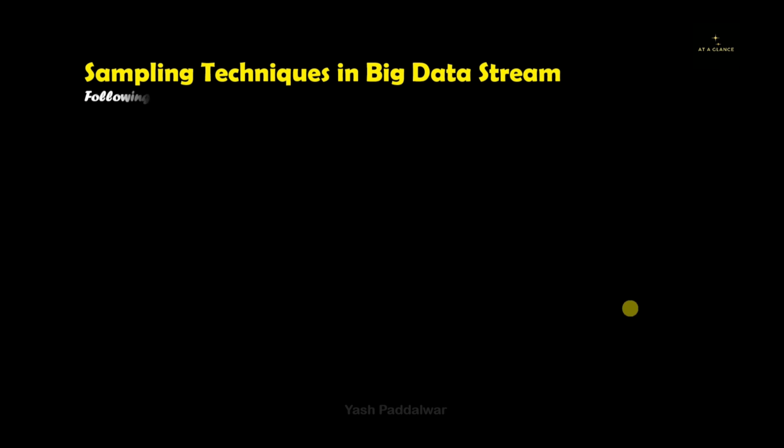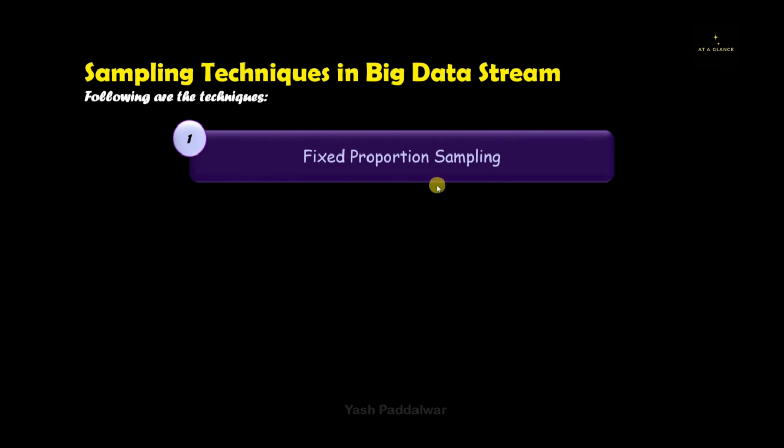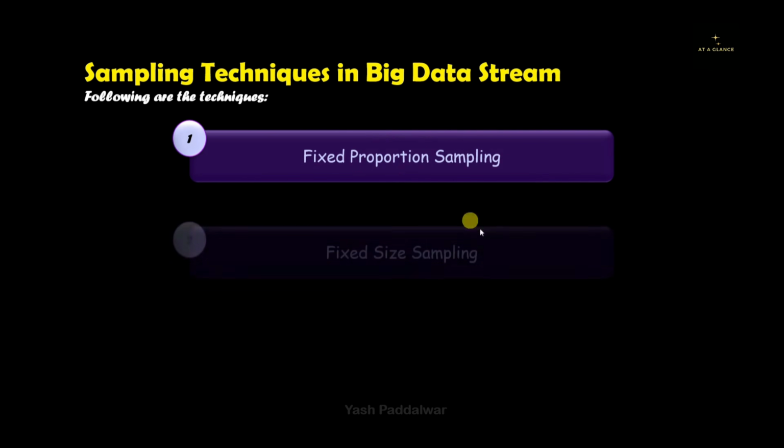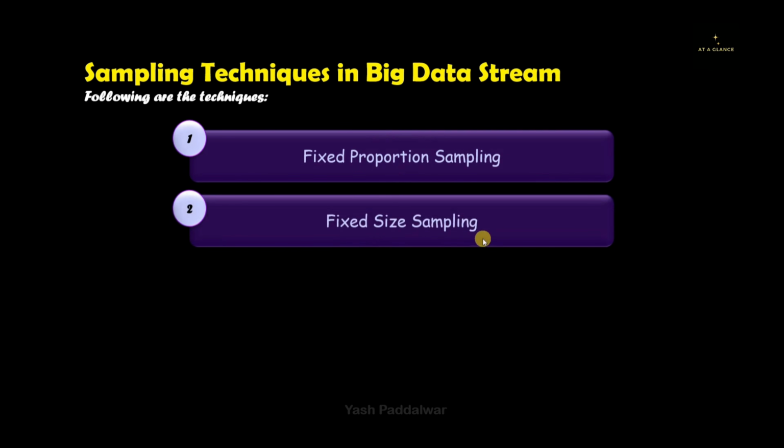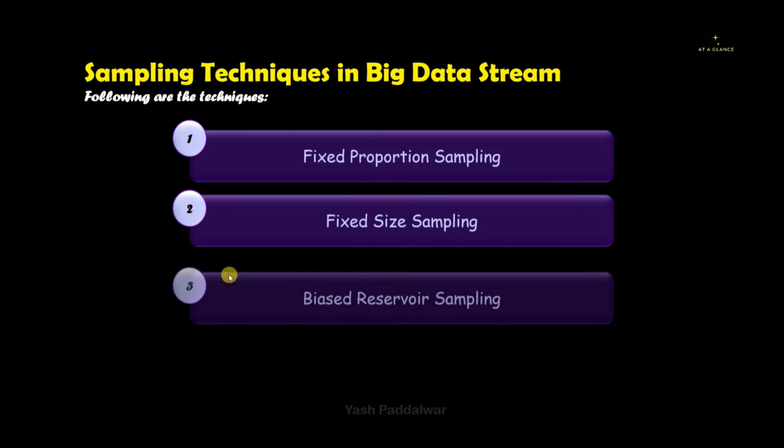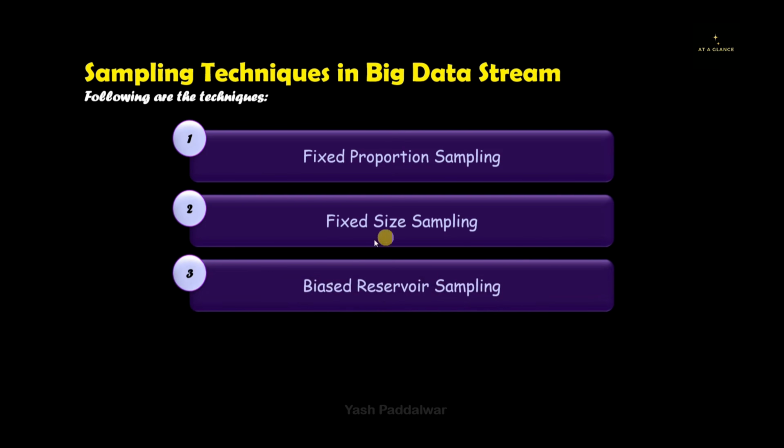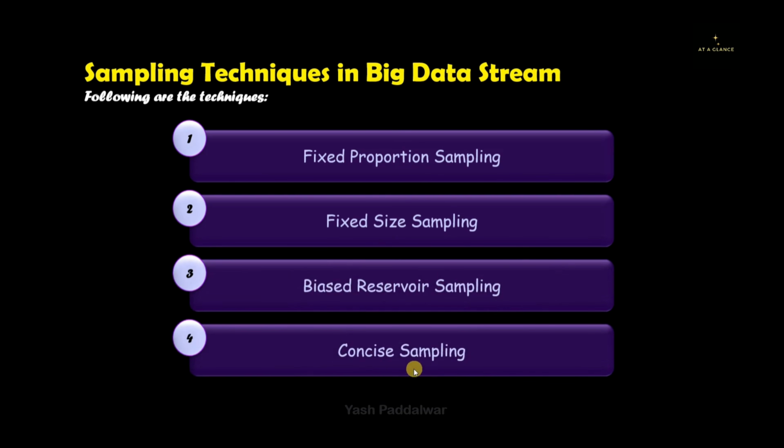Now, we'll have a look at the different techniques that are used in sampling when it comes to big data streams. The first sampling technique is fixed proportion sampling. The next sampling technique is fixed size sampling. Next we have biased reservoir sampling, and lastly we have concise sampling. All these techniques are very important, and now let's have a look at all of them one by one, starting with fixed proportion sampling.